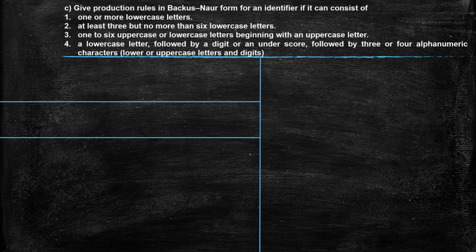The C part is: give production rules in Backus-Naur form for an identifier if it can consist of one or more lowercase letters; at least three but no more than six lowercase letters; 1 to 6 uppercase or lowercase letters beginning with an uppercase letter; fourth, a lowercase letter followed by a digit or an underscore followed by 3 or 4 alphanumeric characters. Lower or uppercase letters or digits.